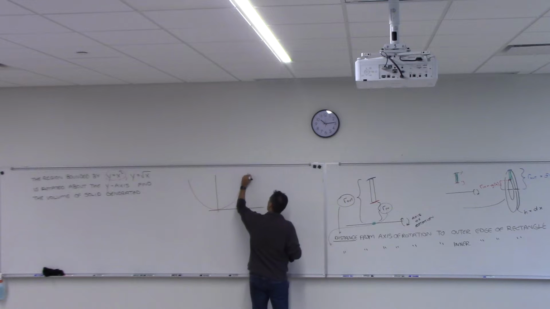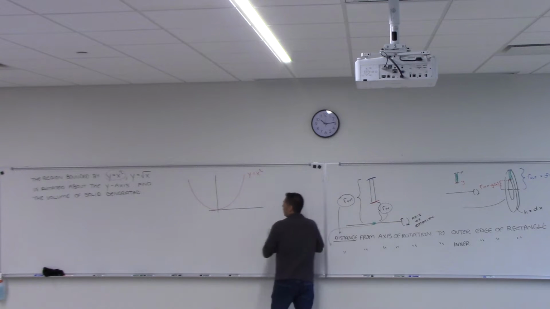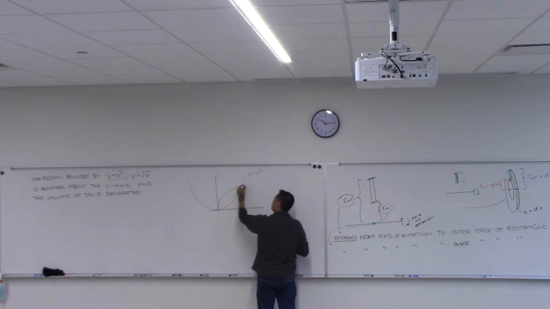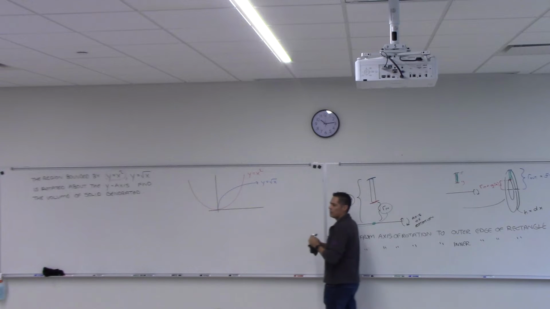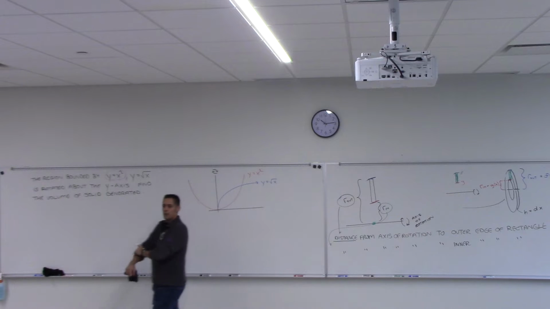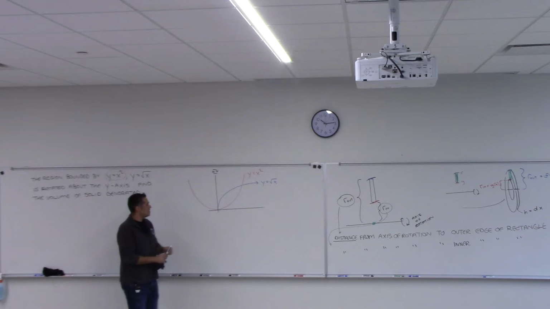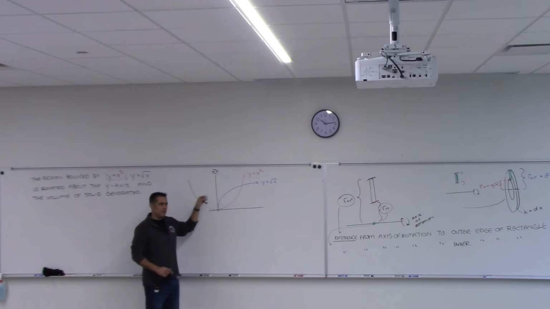Okay, that was y equals x squared, right? And then this one was y equals square root of x, right? And this time we want to wrap it around the y-axis. So we want to come this way, like that, right? We want to wrap it this way. Do y'all see why we can't use a vertical rectangle? If we wrap a vertical rectangle around here, we don't have that same washer that we had before. It's not a washer anymore.